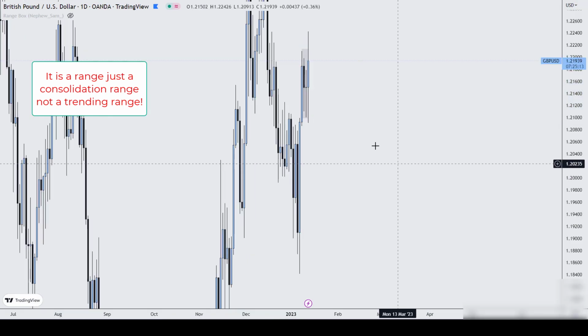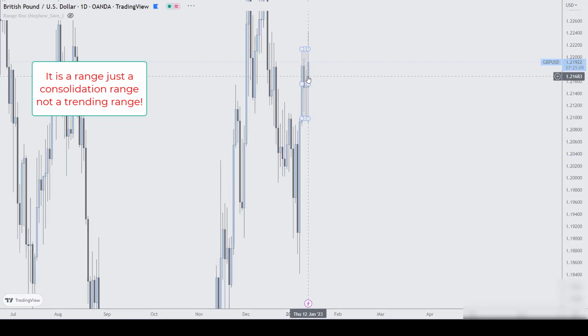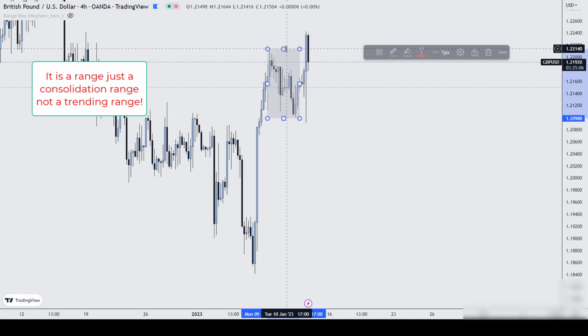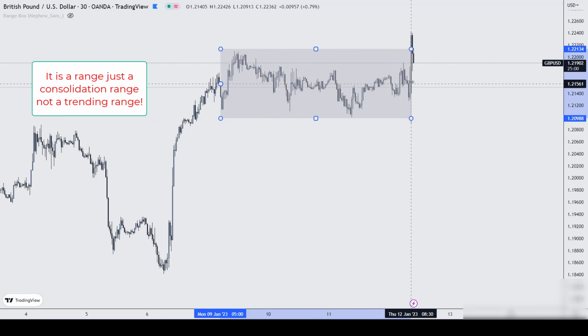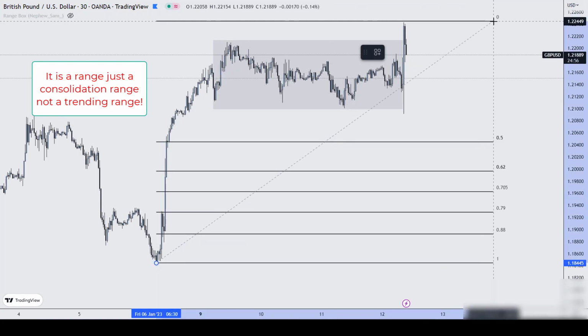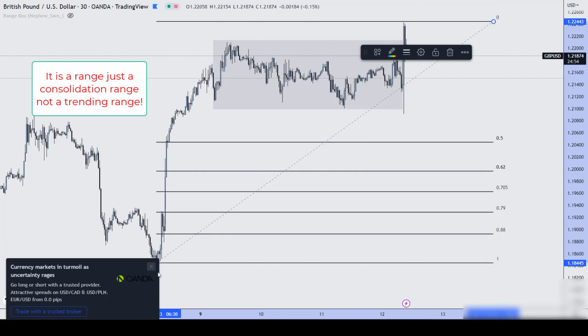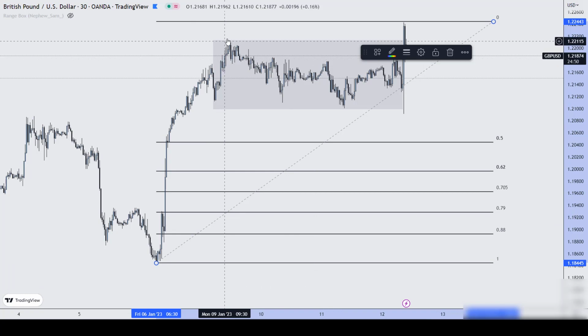Because on the daily, look at this. There's no structure in there. There's no structure at all in there. That's not a range, that's just a form of consolidation zone. Look at it. That's not it. You see? This is the range, this low to this high.